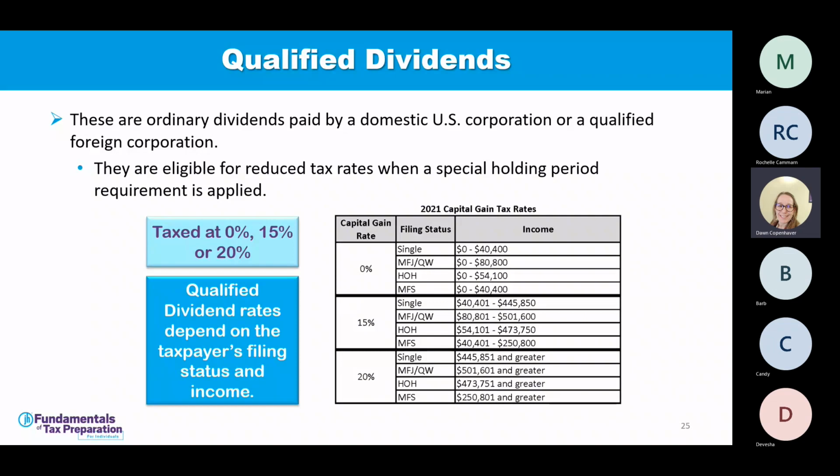So to qualify for a zero capital gains rate, if you're single, your income cannot exceed $40,400. Married filing joint or qualified widower, $80,800. Head of household, $54,100. And married filing separate, $40,400. Now, people who pay the most on capital gains, the 20% rate, they have very large incomes. A single filer's income would have to exceed $445,851. Now, I would like to be in that tax bracket just for the income, but not for the taxes.